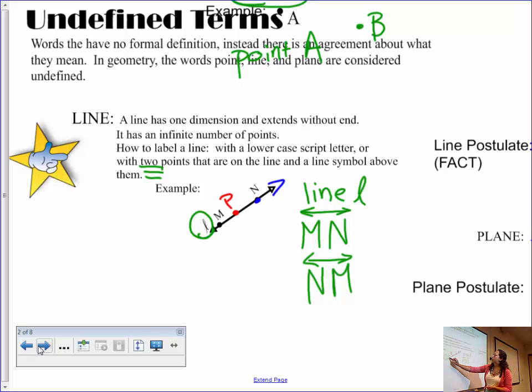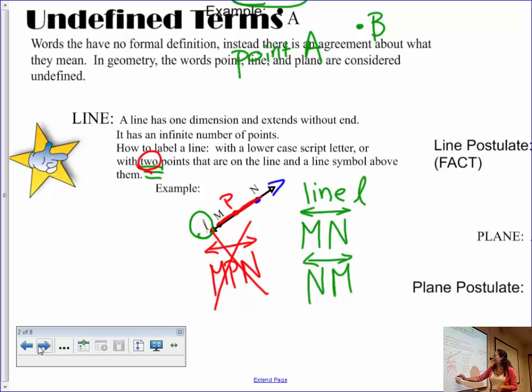We could say this is point M, or line MP, so we could go MP. We could go backwards, PM. We could say that this is PN or NP, but I cannot say that this is line MPN, okay? Because remember, up in the definition, we said we're going to name the line with 2 points, so this is not acceptable.